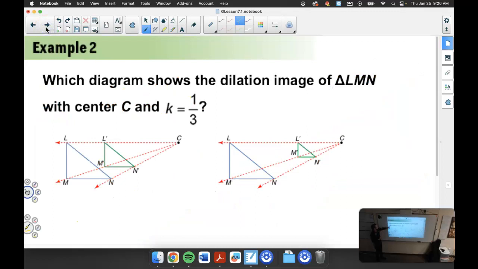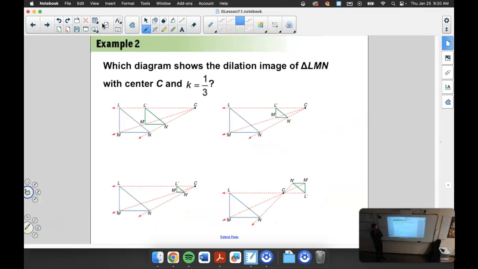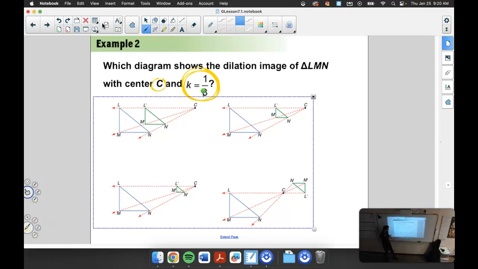Right. So some of these, again, this is meant to be pretty easy. They just want to know, okay, we're going to dilate something. The center is C. My scale factor is 1/3. So what does that mean about my object? Is it going to get bigger or smaller? It's going to get smaller. So we can look at these. L primes are my copies. All the prime ones are the copies. So you're like, okay, this one got smaller. This one got smaller. This one got smaller.